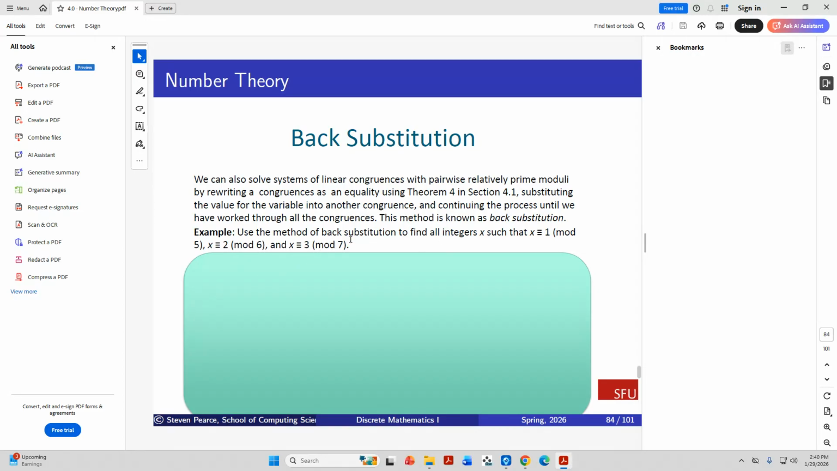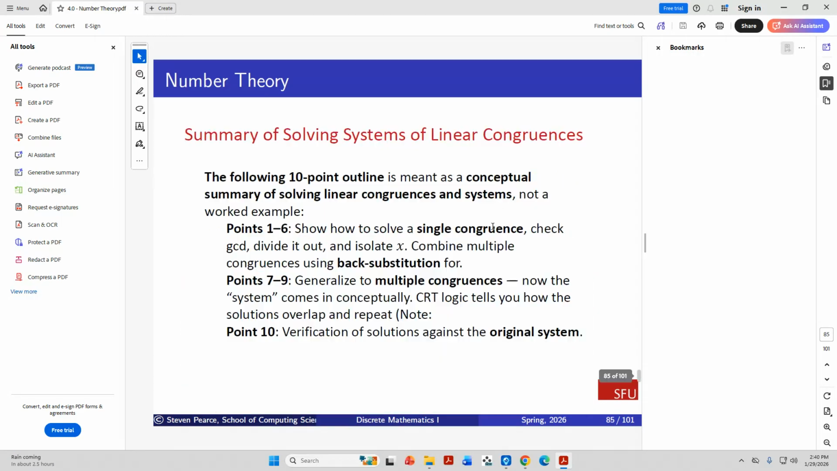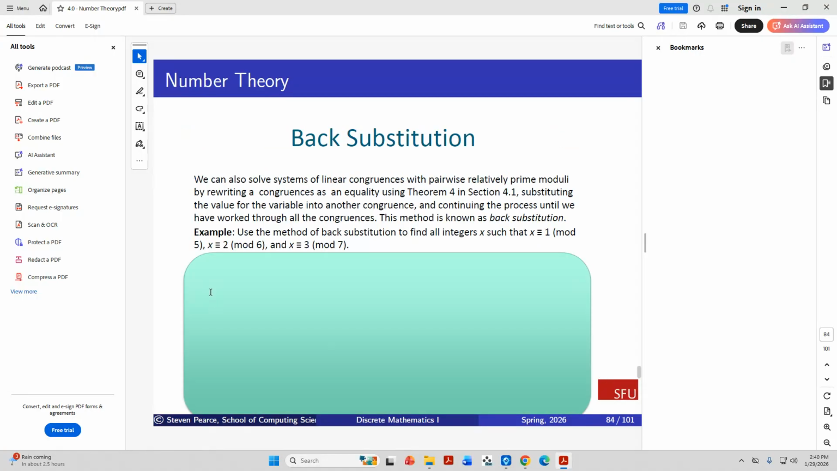So example, use the method of back substitution to find all integers x such that x is congruent to 1 mod 5, x is congruent to 2 mod 6, x is congruent to 3 mod 7, following this algorithm. So you do that. I think you can do that on your own. Well, I guess I could write this out for you. Let's find a paper and have a look at that.